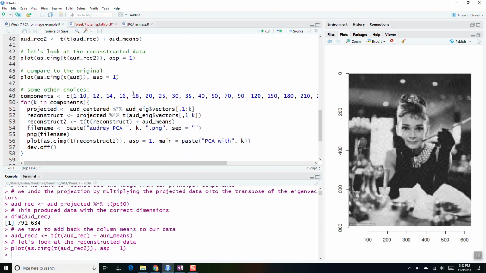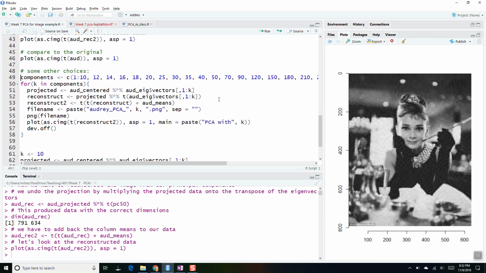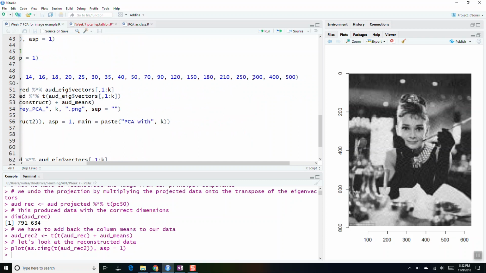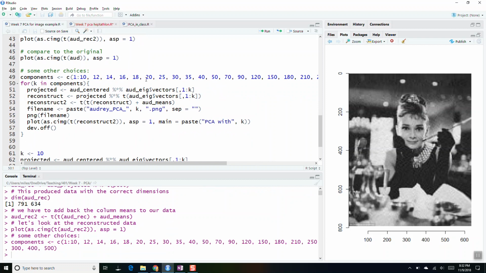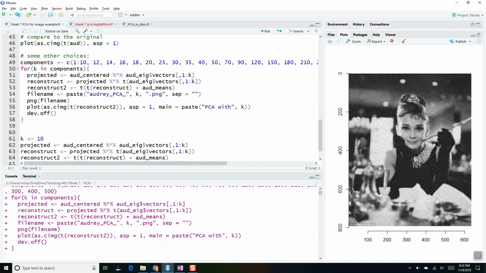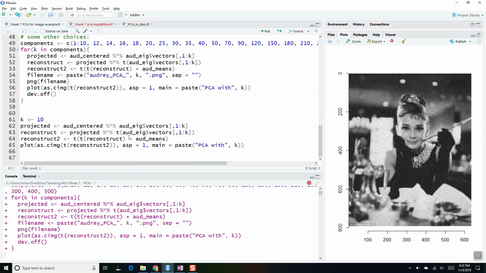Here I created a loop that shows us keeping only the first principal component, and then two principal components, and then jumping up: 12, 14, 16, 18, 20, up to 200 and 500 principal components. If I create all of these images, it takes a little while to run.